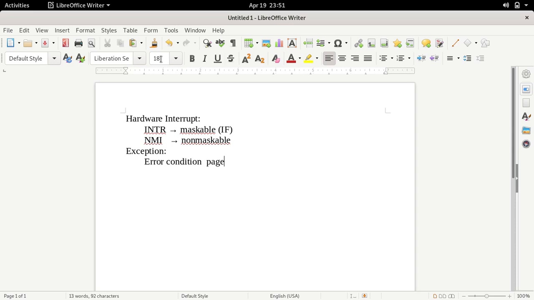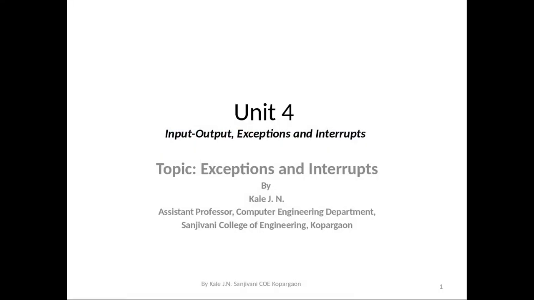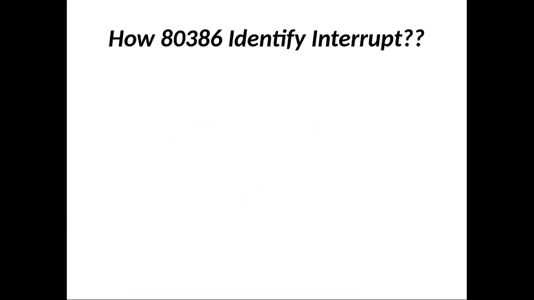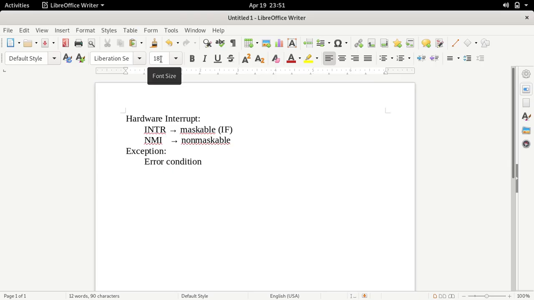Then page fault. So in the paging mechanism we have seen what is meant by page fault. So page fault, it is also considered as an exception. So what I want to say, there are different types of exception. Okay, there are different types of hardware interrupt. So the question is that how 80386 will recognize these interrupts, how 80386 will identify the interrupt. So here what is done, one unique number is assigned to each and every exception, to each and every interrupt. Are you getting what I am saying?